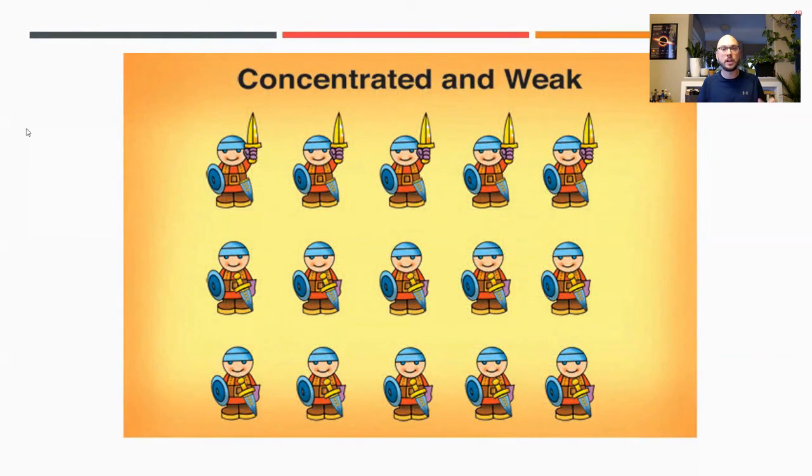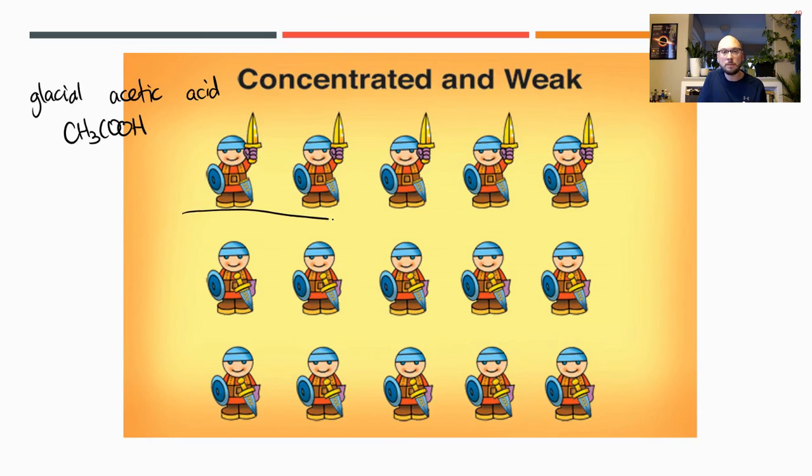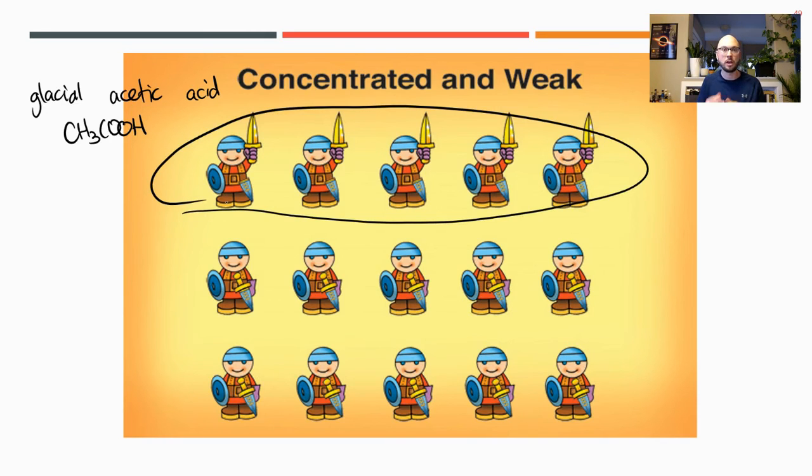Now we've got a concentrated and weak solution. Although we have lots of soldiers, not very many of them have ionized. A good example of this is something called glacial acetic acid, a concentrated form of CH3COOH, acetic acid. It's very concentrated, and I'm not sure what the molarity would be. But even though we've got lots of soldiers, not very many of them turn into ions.